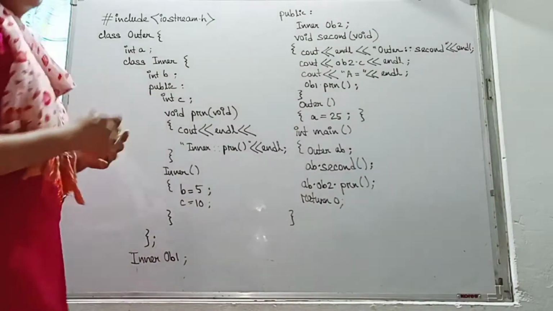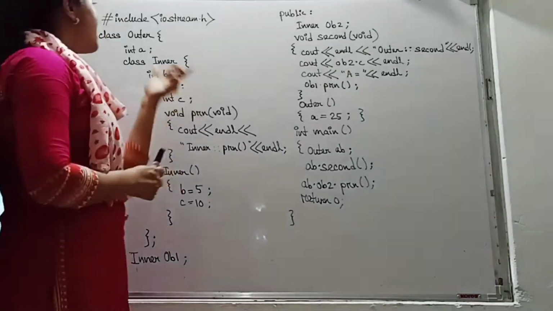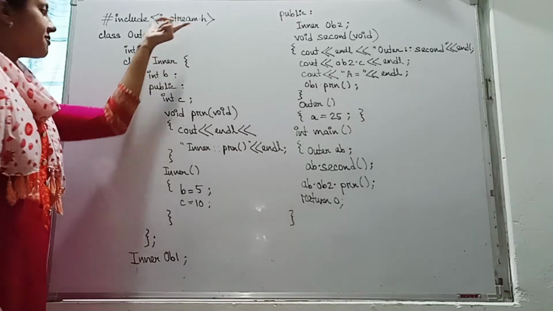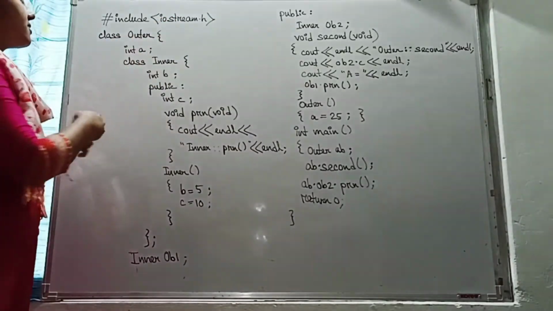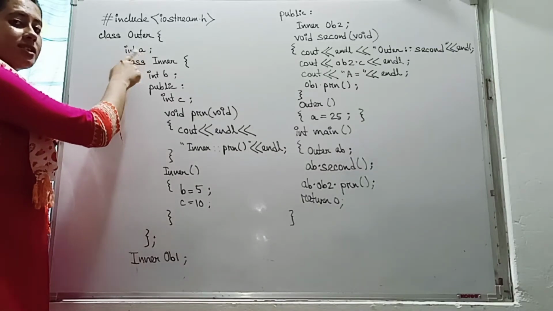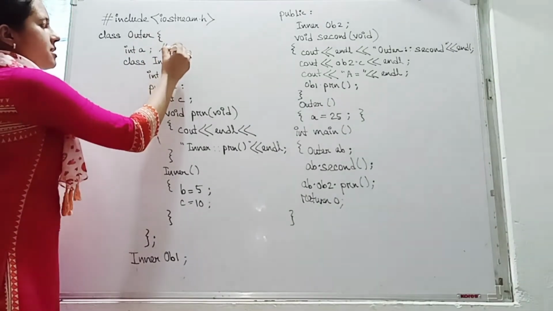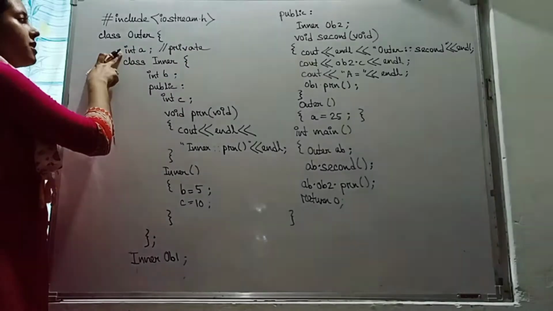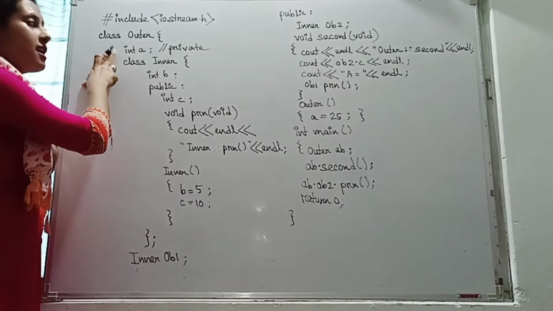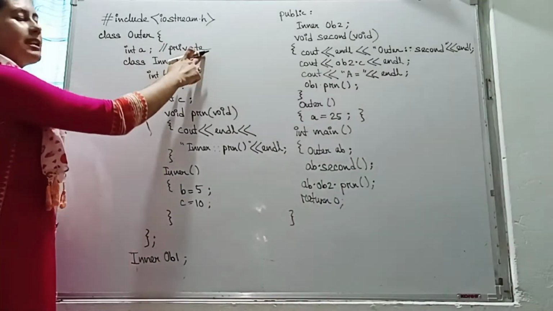Now let us see a simple program for the nested class. You see here we have declared our header file, then we have declared the class outer, and inside this we have declared this one. This is the private data member. This A is the private data member, because we have not assigned any visibility mode before this one, so this is declared as private.